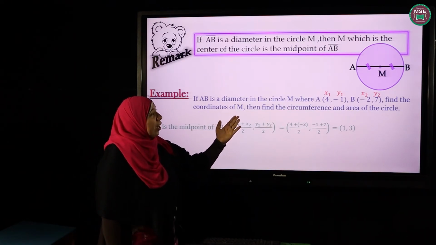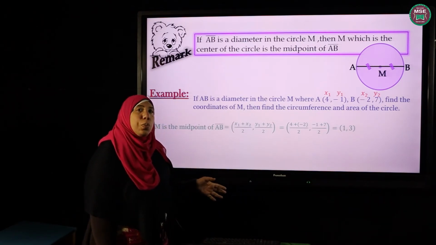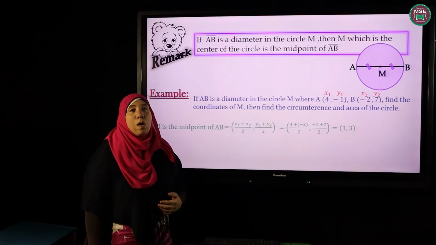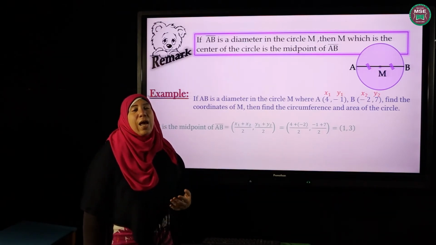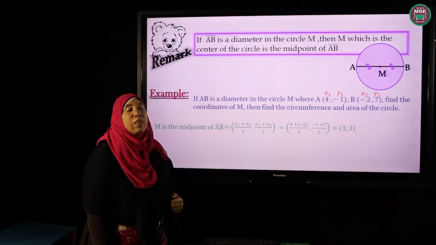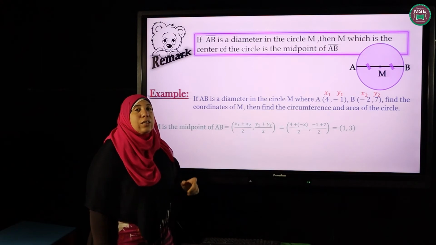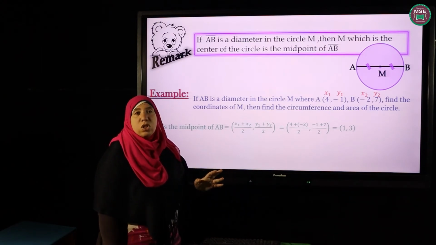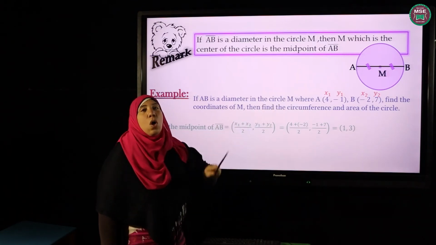Find the circumference and the area of the circle. The circumference is 2 pi r, and the area is pi r squared. So to find the circumference or the area, I need r, the radius length. We learned in the last lesson that the radius of the circle is the distance between the center and any point on the circle.